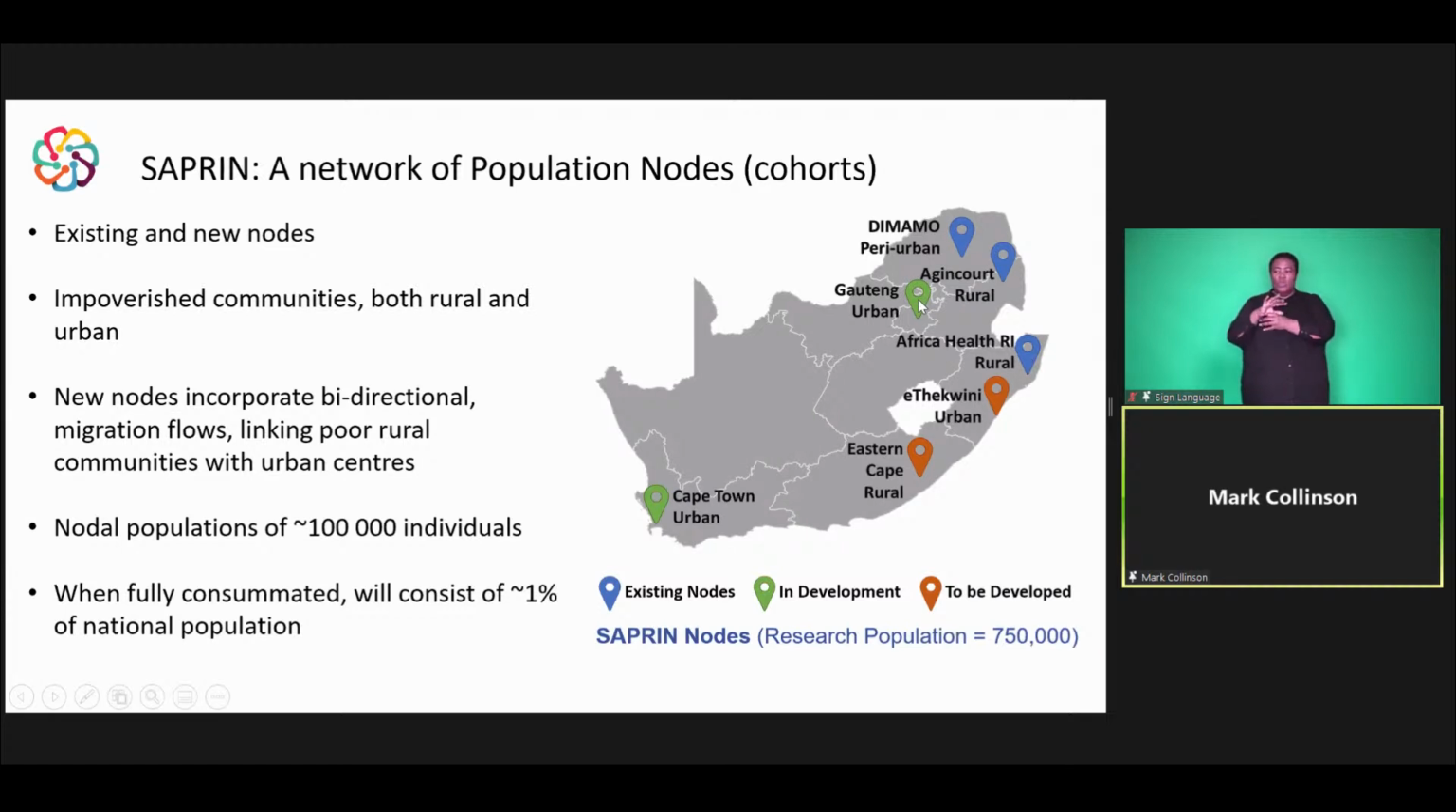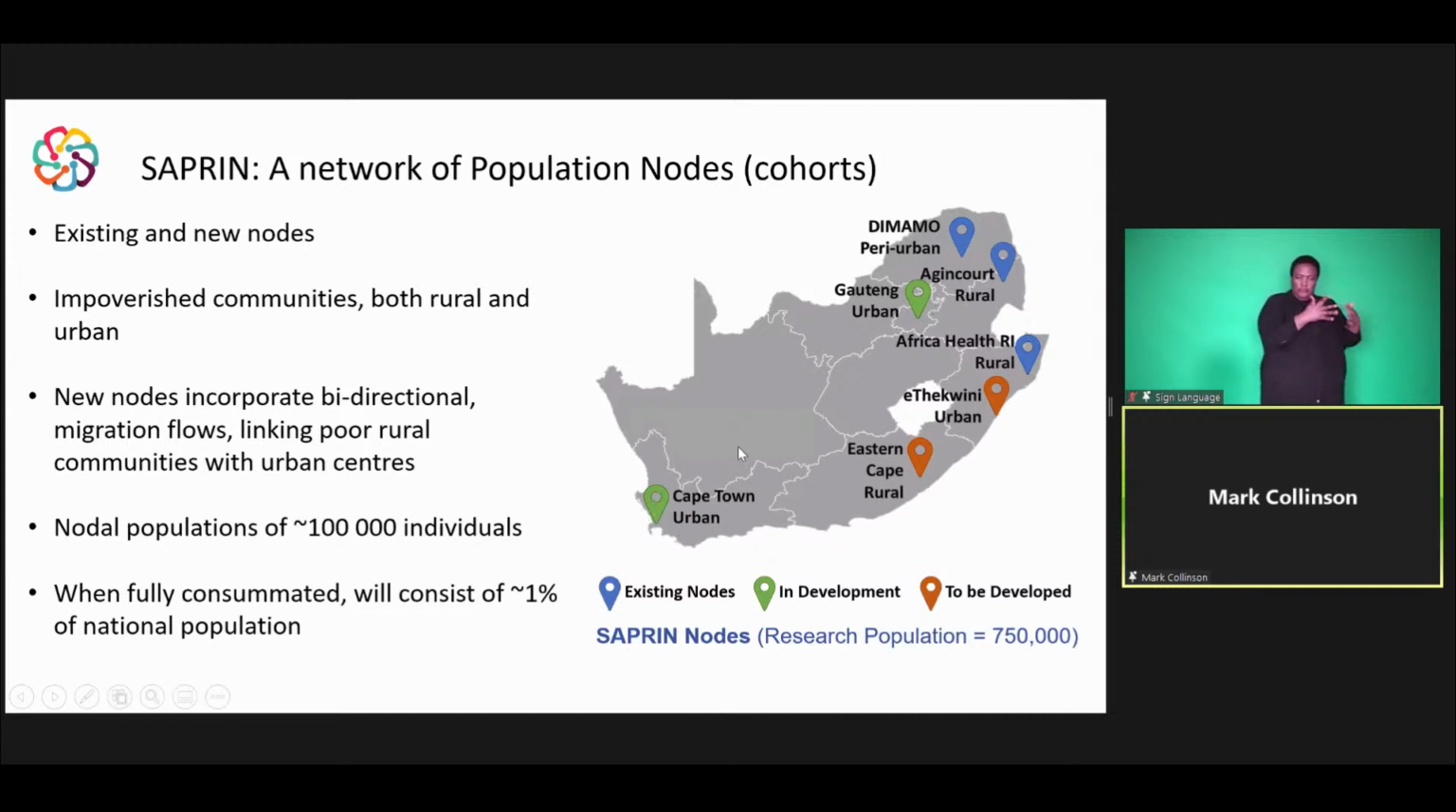But the Gauteng one is now in place. I'm not sure if David is on the call, but the Gauteng node is now collecting data and will soon be contributing to this. It'll have turned blue once it's gone through its first baseline. The Cape Town one is set up and budgeted for, and the plan is in place.